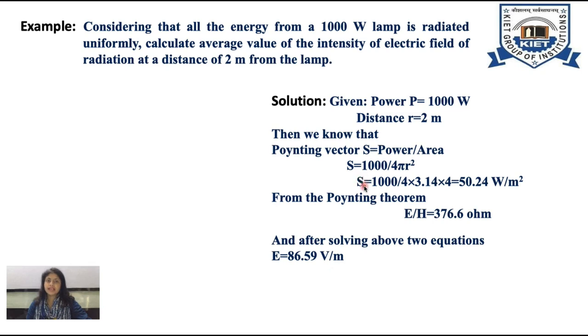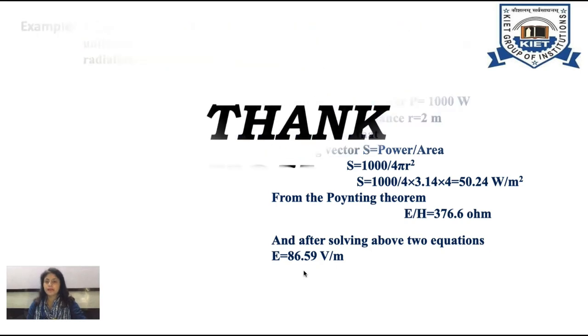One equation is S is equal to EH. From this equation, S becomes 50.24 watt per meter square. The second equation is E by H is equal to 376.6 ohm. Solving these two equations, we have a value of E equal to 86.59 volt per meter.